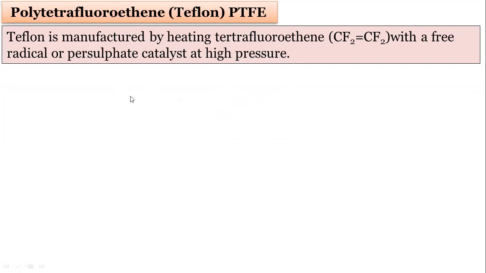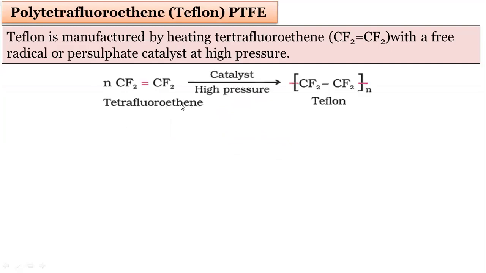See the reaction. This is n number of tetrafluoroethene. Why is it called tetrafluoro? Because four fluorines are there. That's why it is tetrafluoroethene. This is the same as the ethene molecule, but instead of four hydrogens, four fluorines are there. Using a persulfate catalyst at high pressure, we get the Teflon here.